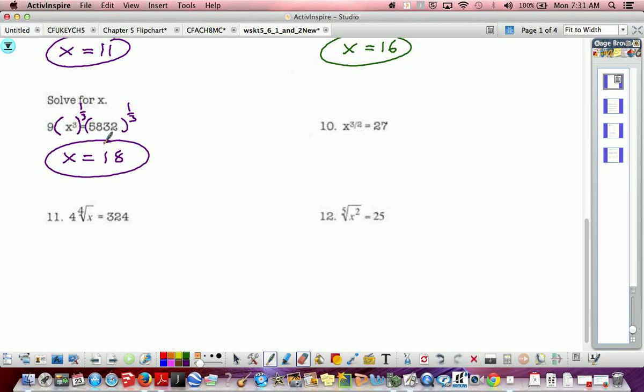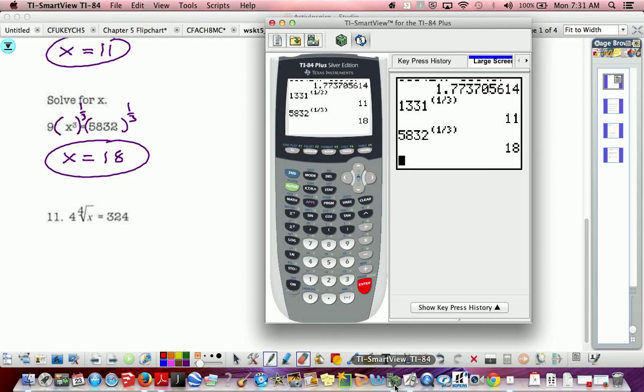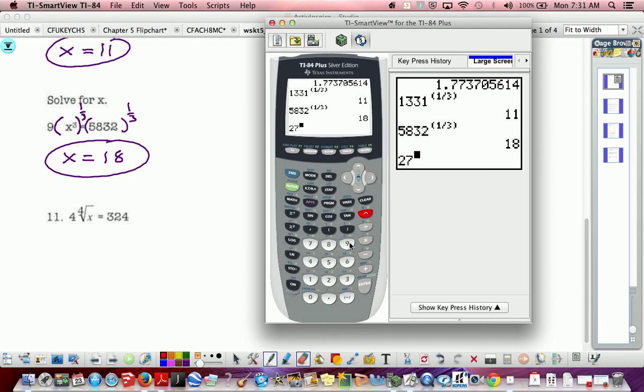Same thing here. What I want to do is raise this value to the 2/3 power, reciprocal. When I do, x ends up equaling 9. So again, if you want to see what I'm doing, 27 raised to the 2 divided by 3 power, and I get 9.